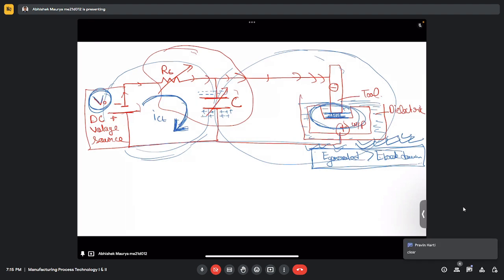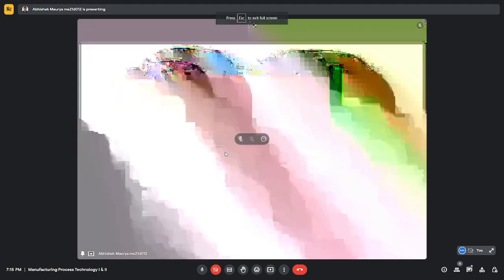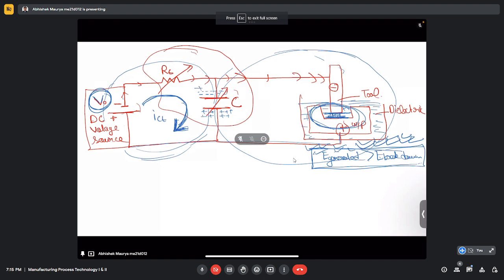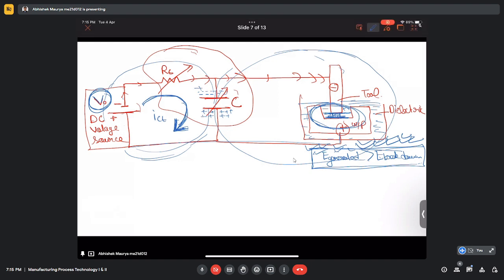Okay, so at the beginning only some charging current will flow inside the capacitor circuit. This is the first circuit, and in the second circuit no current will flow because we haven't reached the breakdown condition. So till that time charging of the capacitor will take place. So I will quickly write down the equations, and later on you can verify it by solving it yourself.